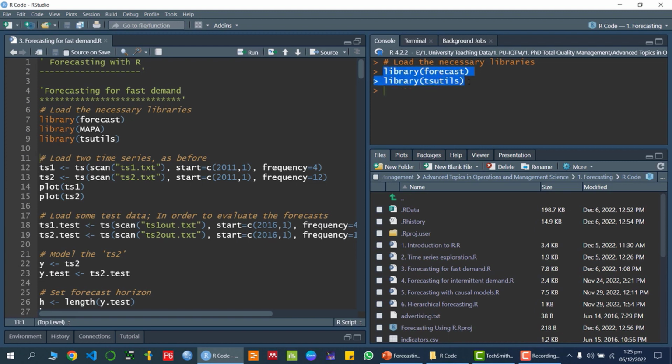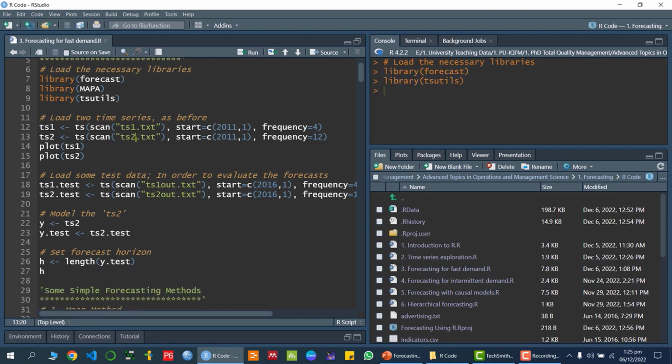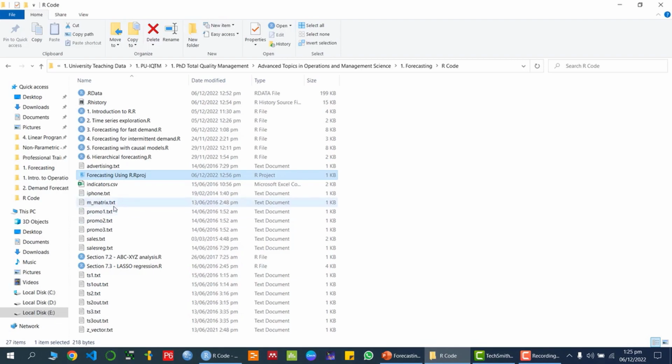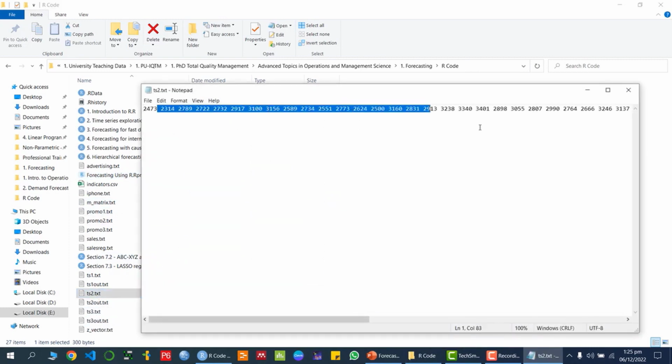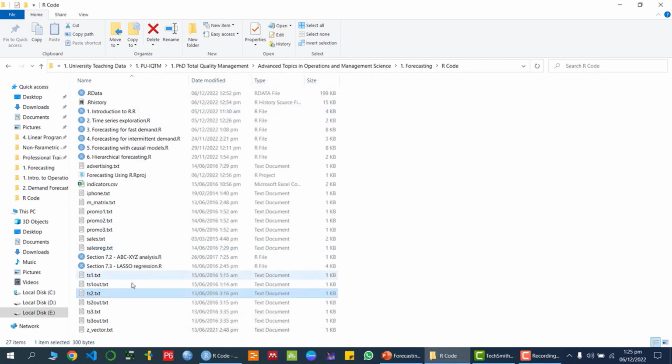So how we can call the libraries, that is with the help of these libraries. And then basically I am interested to forecast monthly time series data. Let me show you this data set, which is basically ts2. So this is the data set, that is basically the monthly data.